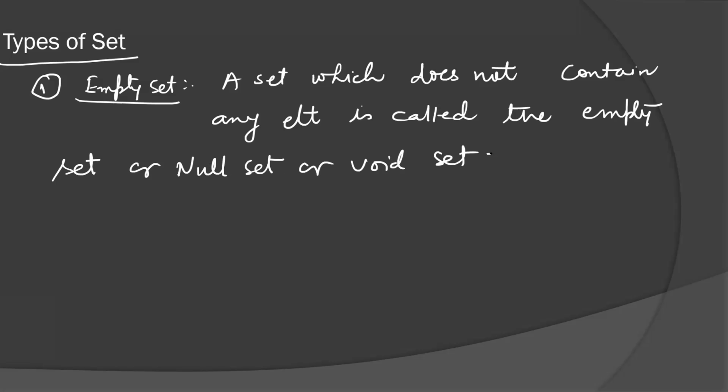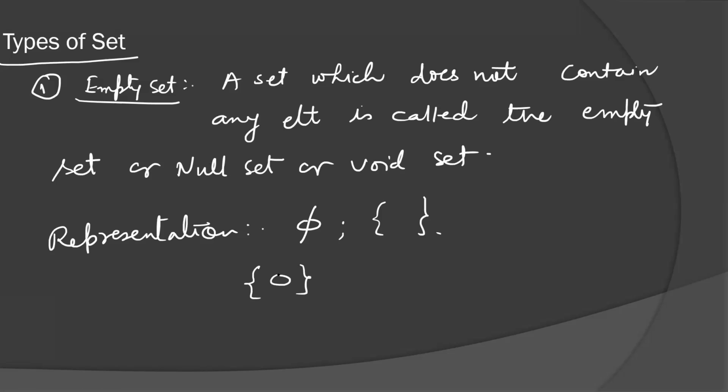There are 3 names. Its representation is very interesting here. We generally represent it by phi or only curly braces. We don't write it like this, this is not the correct representation of an empty set. It represents an element, and phi is the element of a set, so it will be a singleton set. Only 2 representations for the empty set, phi and curly braces.